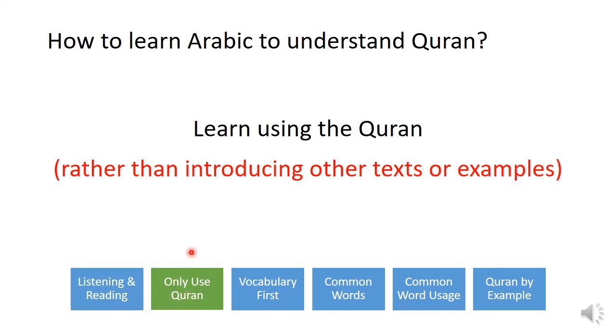Then the next thing is we're going to be using the Quran. So we're not going to introduce any other text or examples. We're not going to be creating common everyday examples like Ahmad went to the mosque or the keys are on the table. We don't need to create other examples because all the examples are from the Quran. And those examples that I gave, keys and mosque and table, those everyday words don't occur that often in the Quran anyway. So we're just going to be using the Quran to understand the Quran.